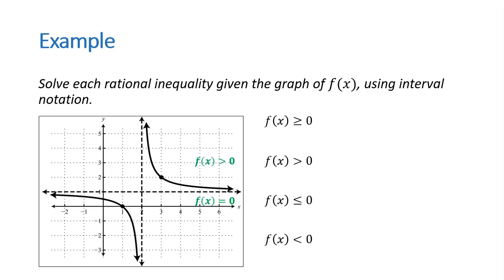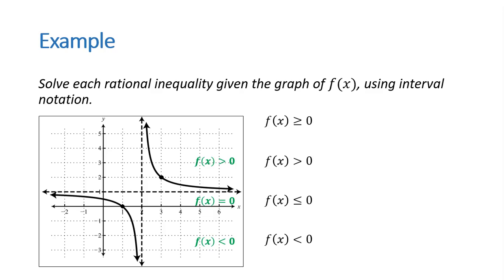Anything on the x-axis solves the equation f of x is equal to 0. Anything above the x-axis solves the inequality f of x is greater than 0. And anything below the x-axis solves the inequality f of x is less than 0. Now, one thing I want you to note here is we have a horizontal asymptote as well. So it's tempting to say that this particular line somehow splits our solutions into two parts.